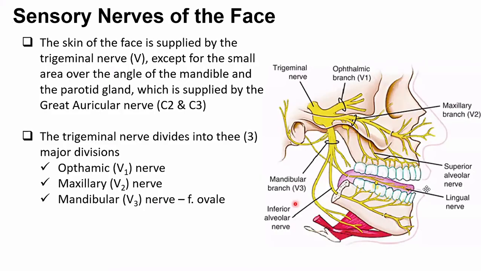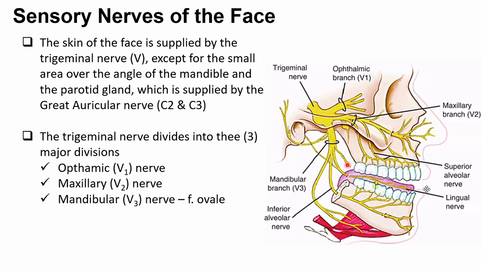Sensory nerves of the face. The skin of the face is supplied by the trigeminal, just like the scalp, except for a small area at the angle of the mandible and the parotid gland, which is supplied by the greater auricular nerve, C2, C3. The trigeminal nerve divides into three major divisions: ophthalmic, maxillary, and mandibular. Those are the three: ophthalmic, maxillary, mandibular.